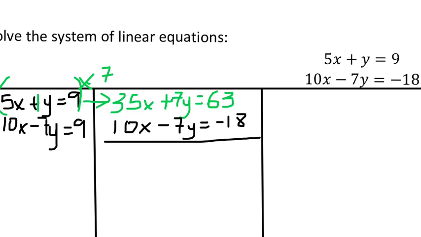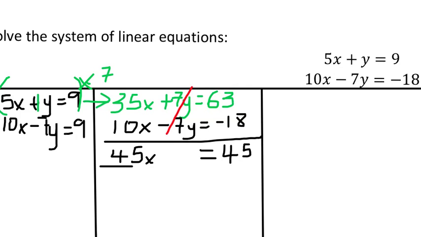In this step, I combine both equations. When I say combine, I'm talking about adding them. So when I do 35x plus 10x and bring it down, it's going to give me 45x. And when I add 7y to -7y, I'm going to get 0, so I don't need to write it down. On the other side of the equation, 63 minus 18 will give me 45 as well.